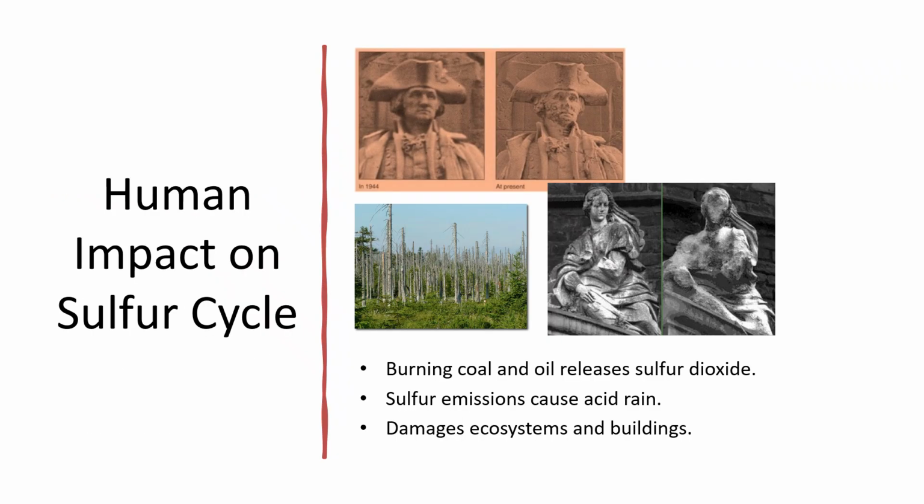Burning coal and oil releases sulfur dioxide into the atmosphere, which can form acid rain. Acid rain damages ecosystems, harms buildings, and can make soils less productive.